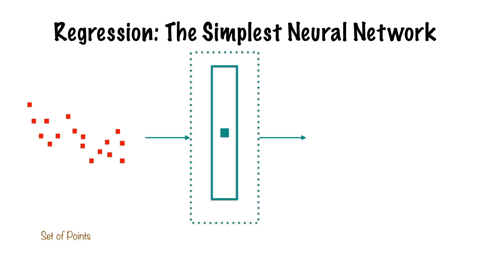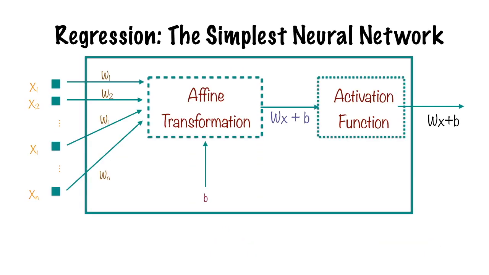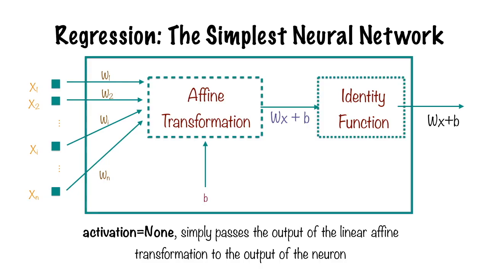Let's say you have a set of points and you have a single neuron. You can then model a linear relationship using this single neuron. This single neuron is, of course, made up of the affine transformation and the activation function. If it's a linear relationship for linear regression, this activation function is simply the identity function, which means the input that it receives, it simply passes along to the output.